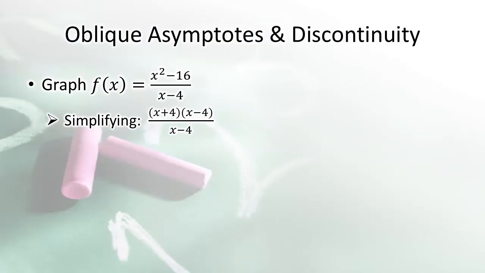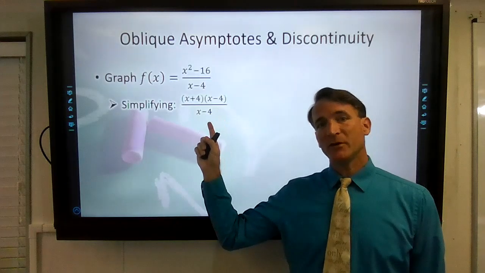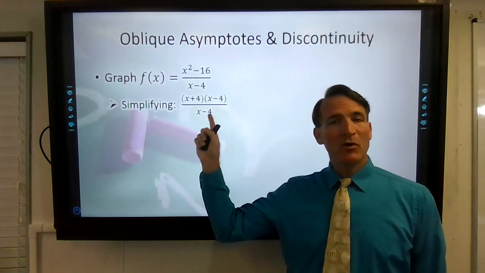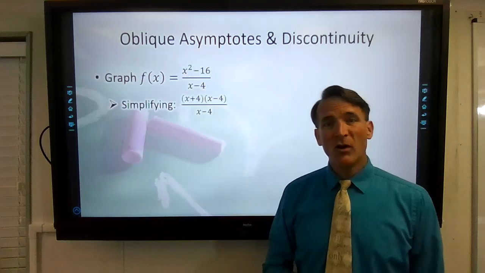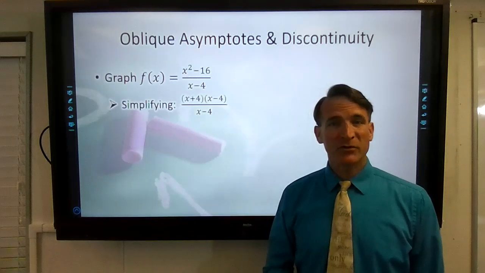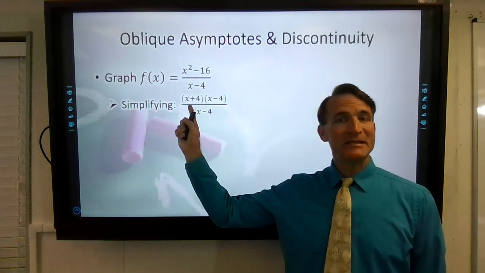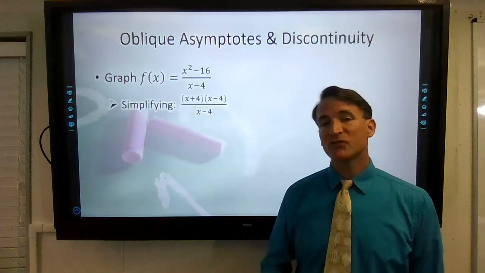If I factor my numerator, I get x plus 4, x minus 4. Well, now you can notice that I have an x minus 4 in the numerator and in the denominator. Therefore, I am going to have a hole when I graph this particular problem. How is it going to look? Well, what is the piece that did not cancel out? It's an x plus 4.